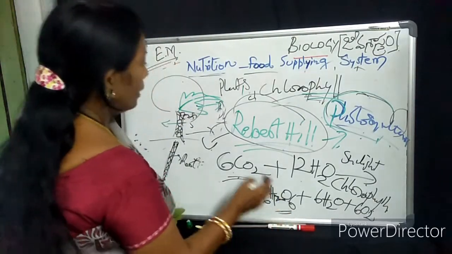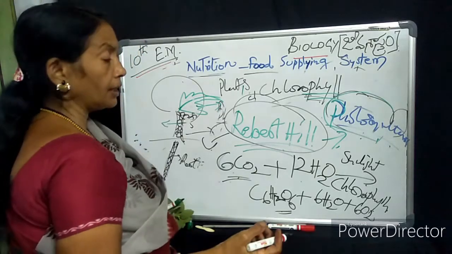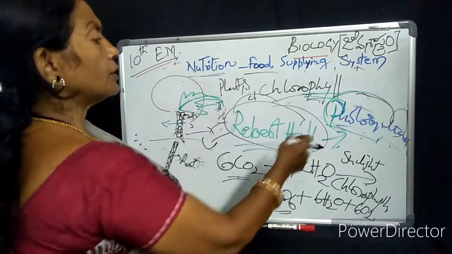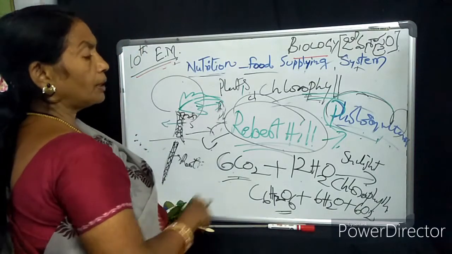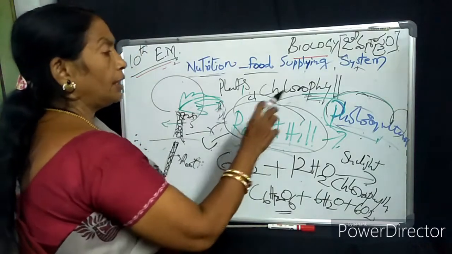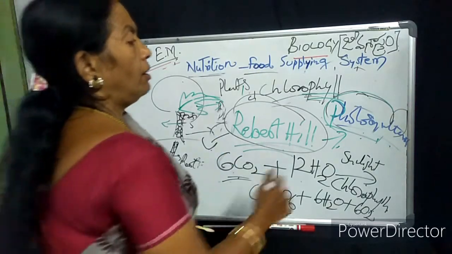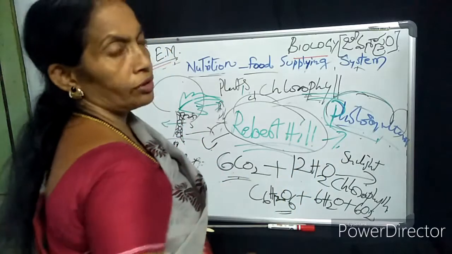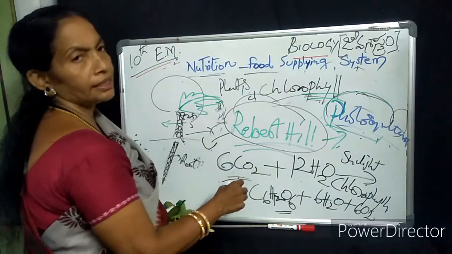So, Robert Hill's equation. Sometimes we get a question: What is the equation of photosynthesis? It is a direct question. Or, what is the equation given by Robert Hill towards photosynthesis? That is another question which gives the same answer.